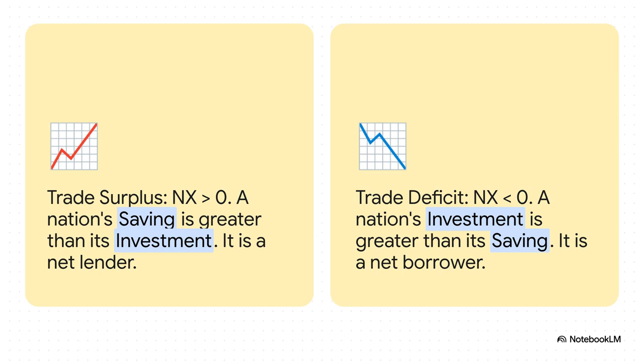So, this all leads to two main scenarios. A country with a trade surplus is saving more than it invests at home, so it sends that extra capital abroad, and it becomes a net lender to the world. On the flip side, a country with a trade deficit is investing more than it's saving, and to fund all that extra investment, it has to borrow from the rest of the world.